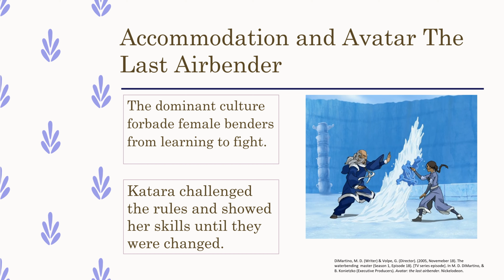The waterbending teacher, however, refuses to teach Katara because she's a girl, and they aren't allowed to use their skills to fight. Ultimately, Katara uses aggressive accommodation to challenge the unfair rules, and even goes so far as to challenge the waterbending master himself to a fight one-on-one. She quite literally fights the dominant culture to accommodate her experiences and needs.